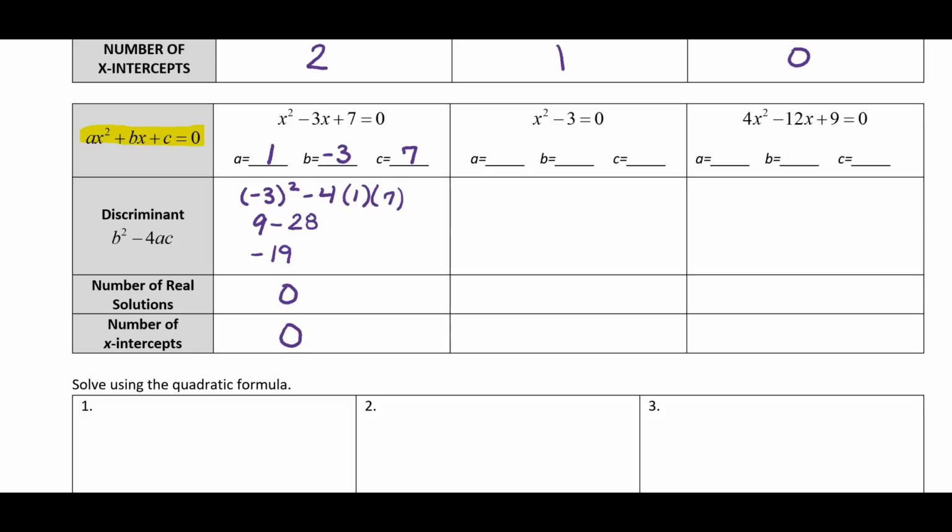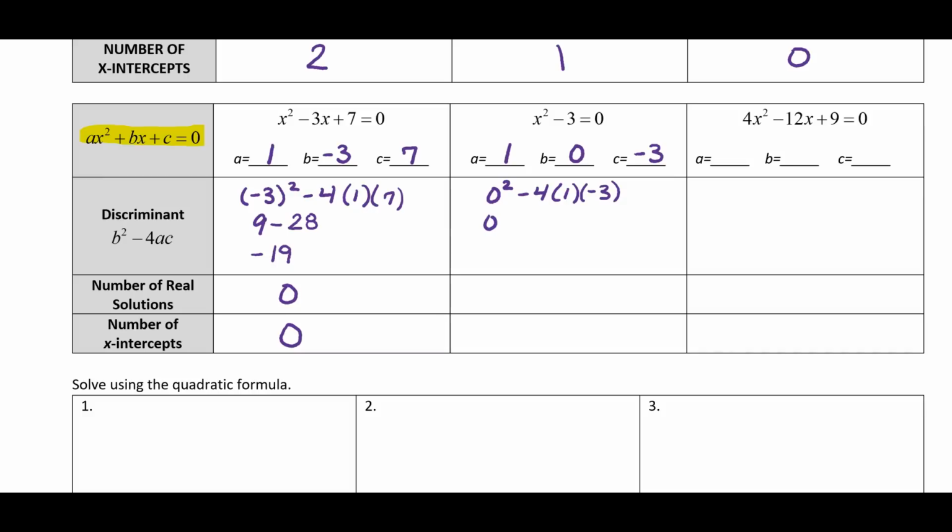So the second one, our a is an understood 1 again because the x squared has an understood 1 in front of it. Now notice we don't have a bx term, which means our b is going to be 0, and our c is going to be negative 3. So again, we're going to use our b squared minus 4ac. So b is going to be 0 squared minus 4 times 1 times c, which is negative 3. So 0 squared is simply 0.